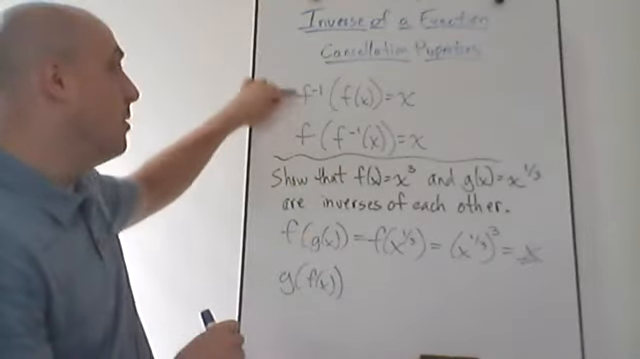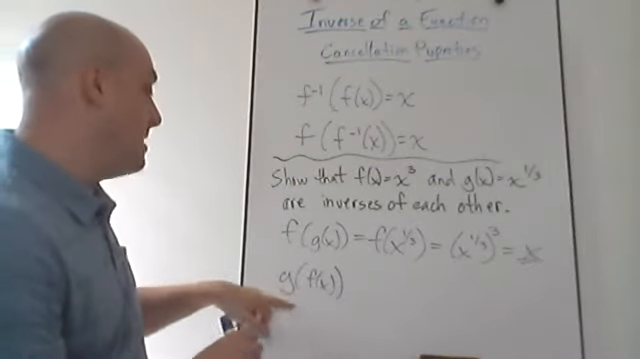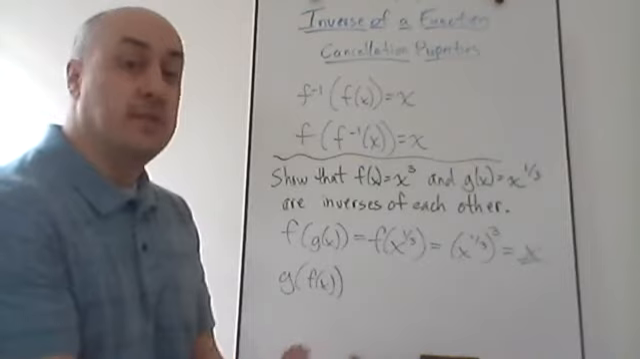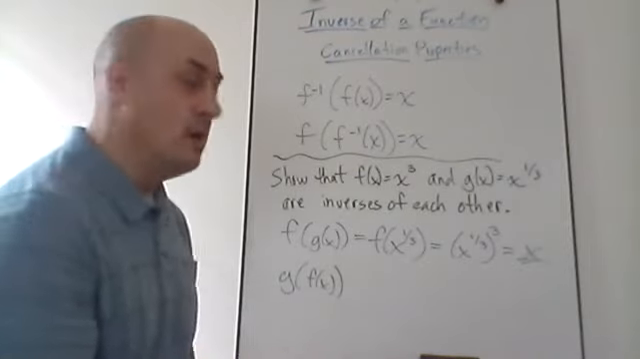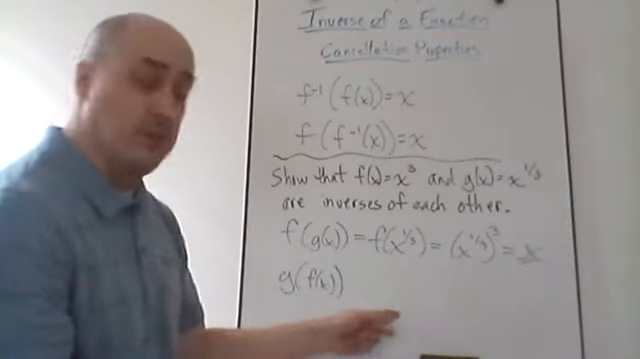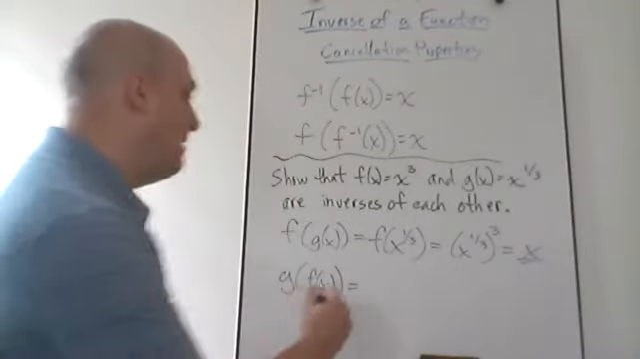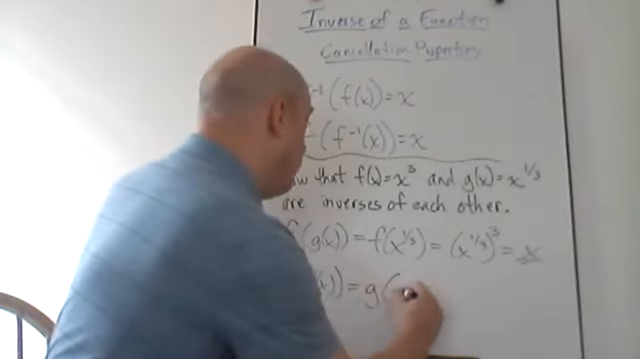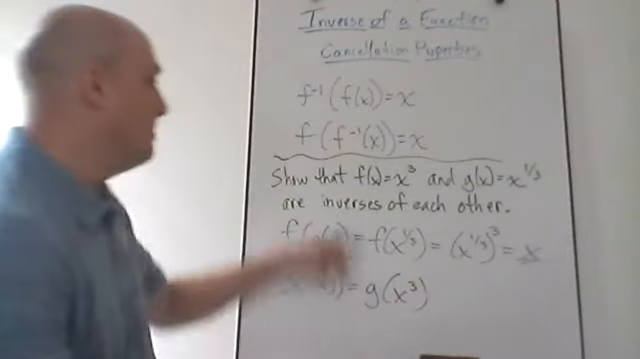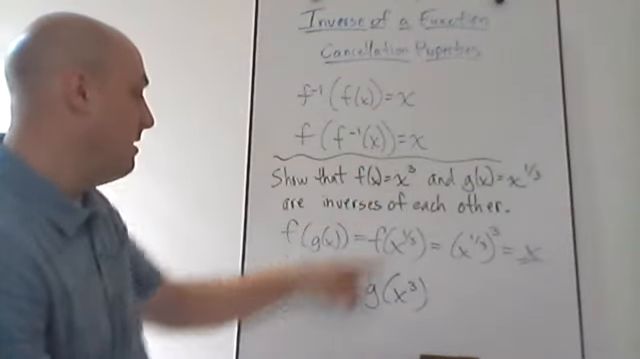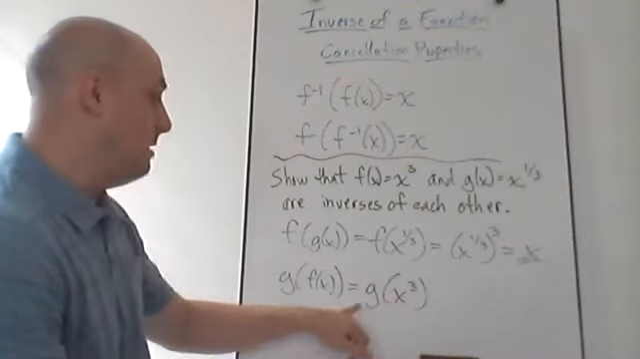So you do have to do both of these, f of g of x and g of f of x. They both have to give you x in order for them to be inverses. Sometimes one of them will give you x, but the other one will not. So you have to check them both. So g of f of x is g of x to the 3rd power. I'm taking my f of x function, which is x to the 3rd, and using that as the input now to the g function.